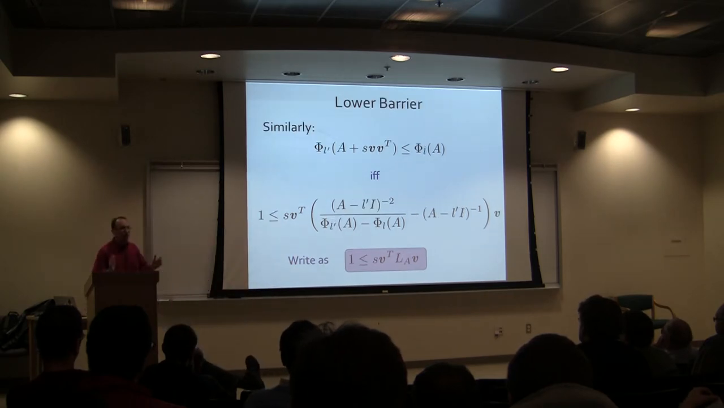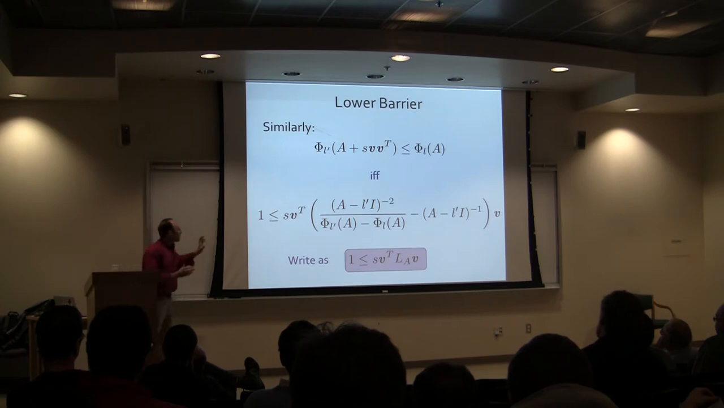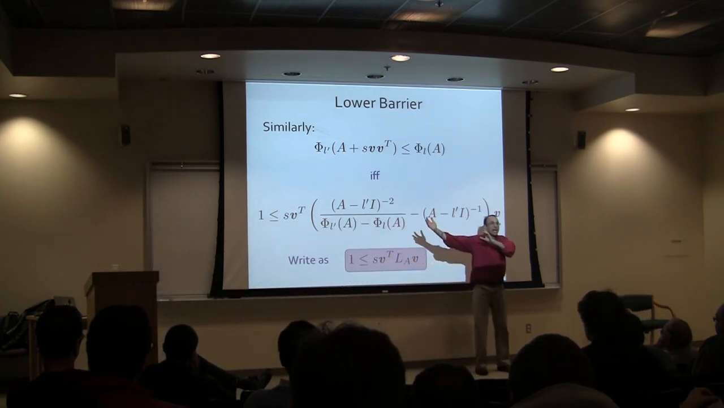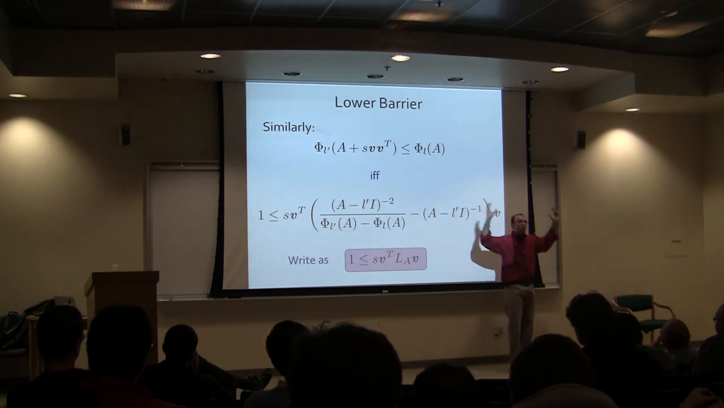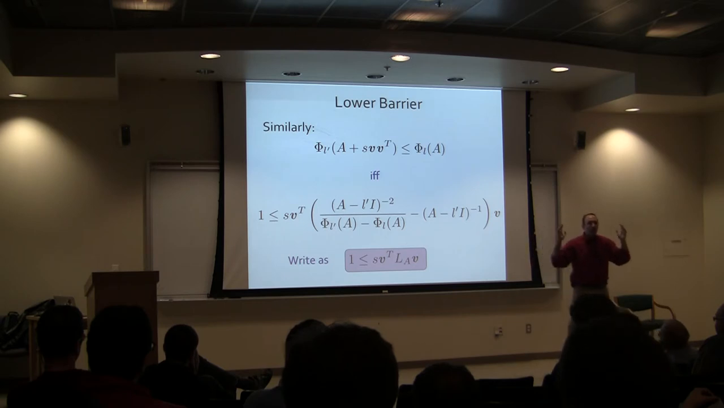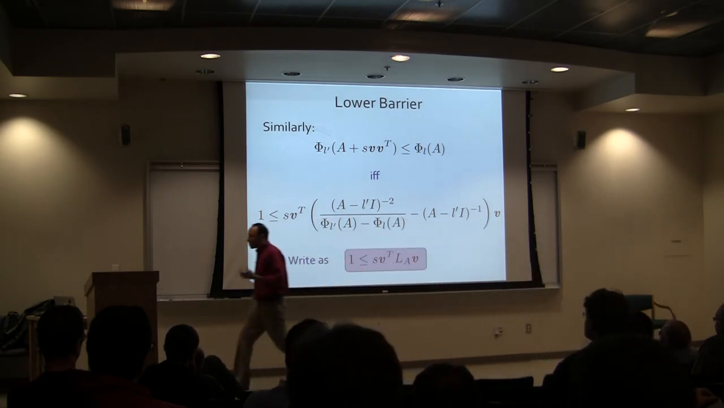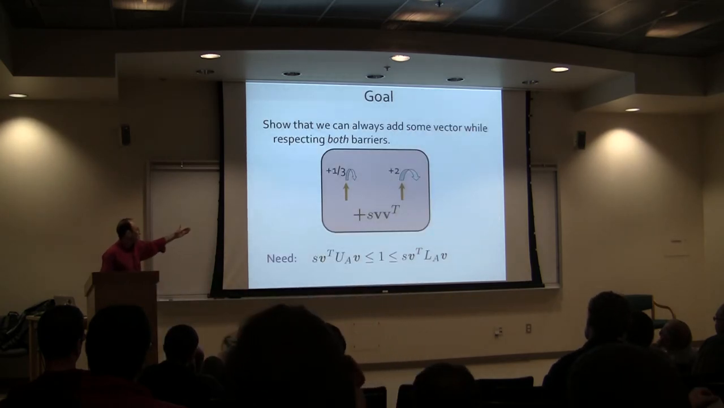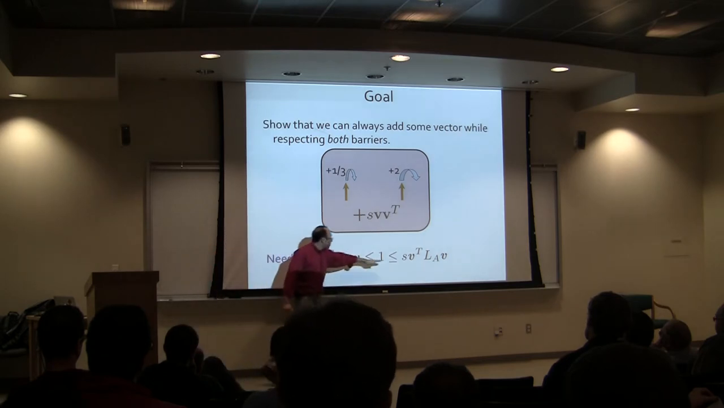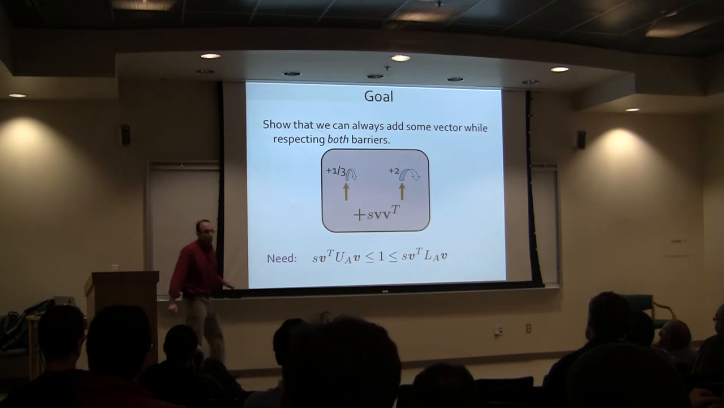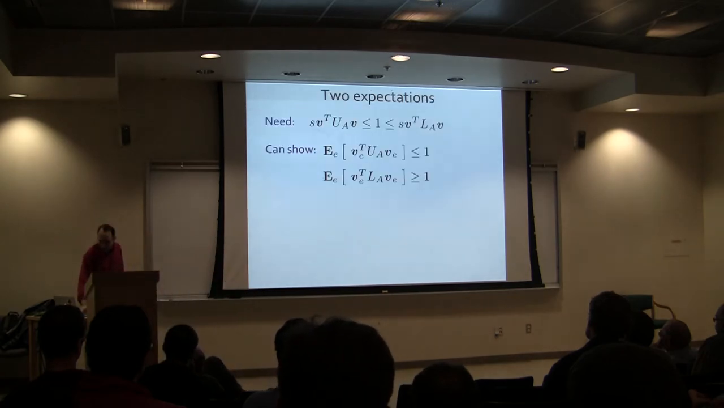And a similar thing happens for the lower barrier. But the lower barrier goes the other way. We want something to be at least 1. Because with the lower barrier, you're trying to add more vectors to push the eigenvalues forward so you can advance that lower barrier. The upper barrier, you don't want to add too much, so it's got an upper bound. And the question was, we just needed to show that we could add some multiple of a vector so that 1 would always lie between the lower quadratic form and the upper quadratic form. This is what we needed to do.